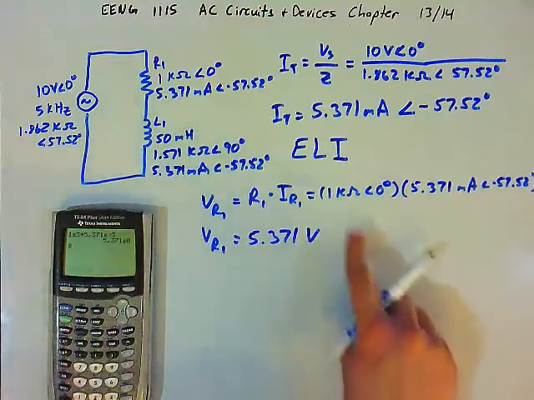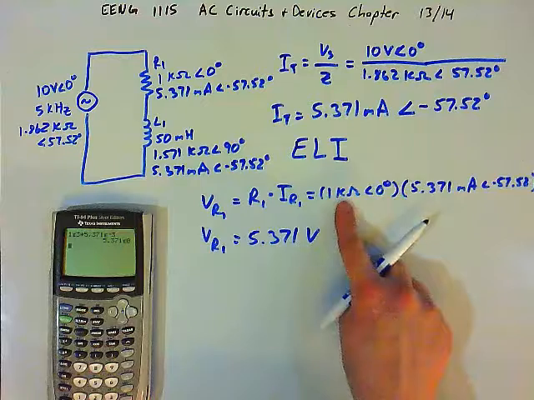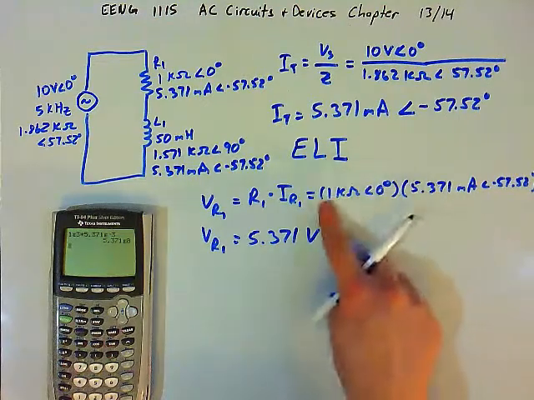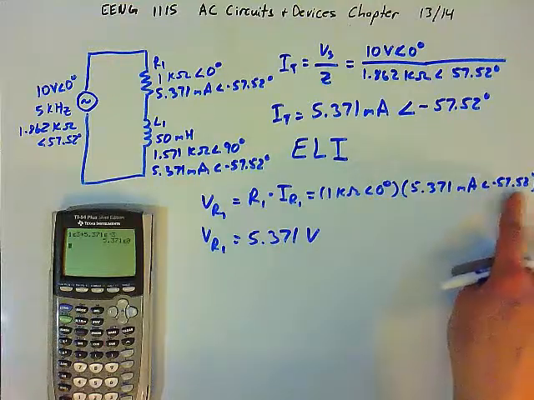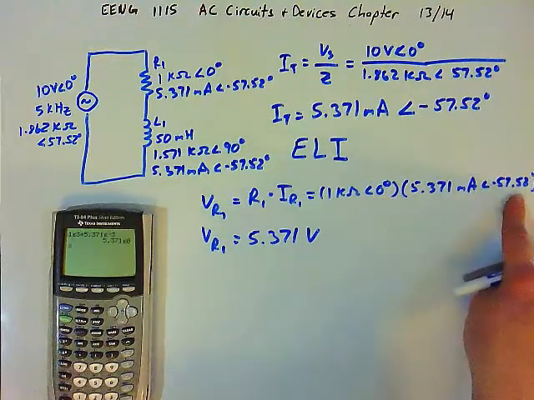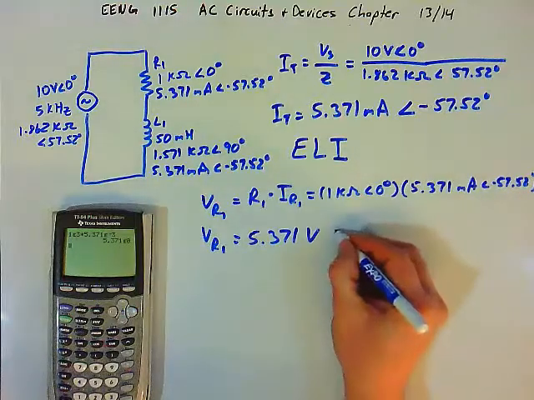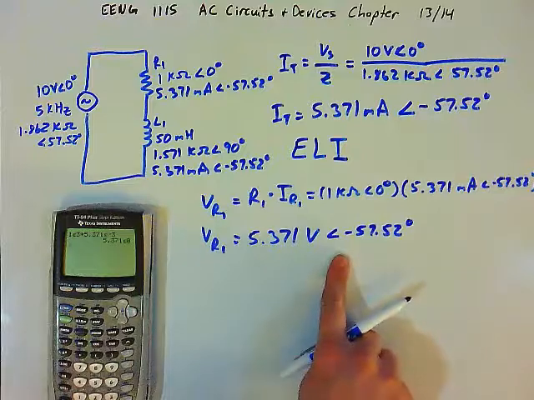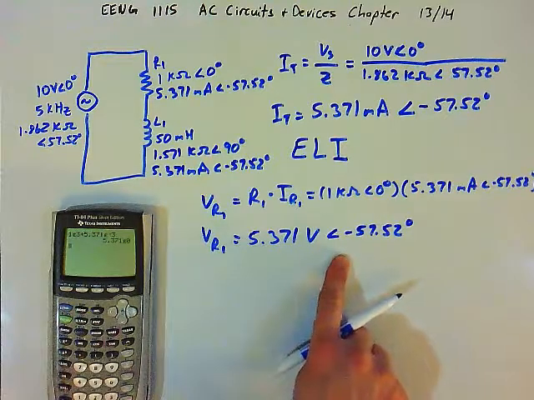volts. And so remember, when we multiply vectors, it's okay that they're in polar form. That's actually what we prefer. We multiply the magnitudes together and then we add the angles. And so 0 plus a negative 57.52 is going to be negative 57.52 degrees. This is the voltage drop on resistor 1.